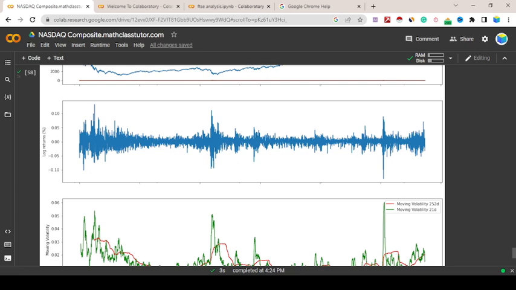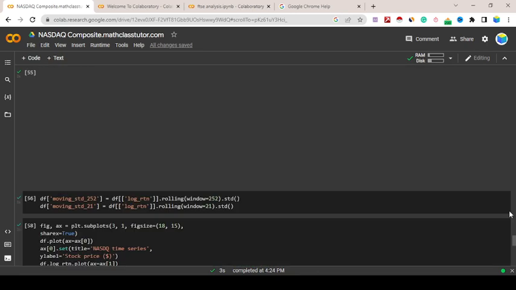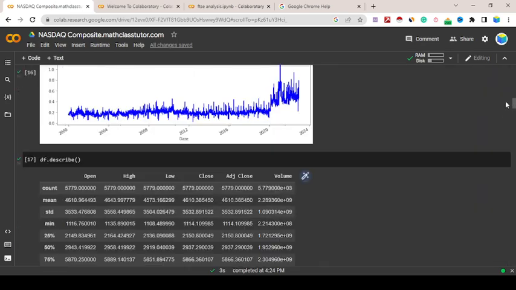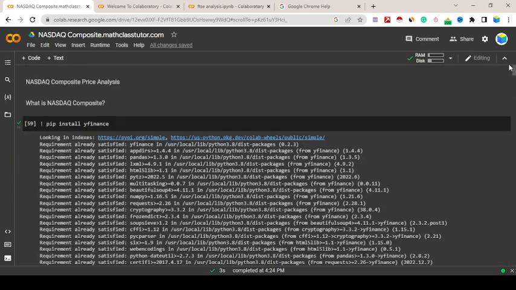So today I am going to discuss NASDAQ stock price analysis. So let's see. I have done some practical work. First, I am going to collect data from Yahoo Finance.